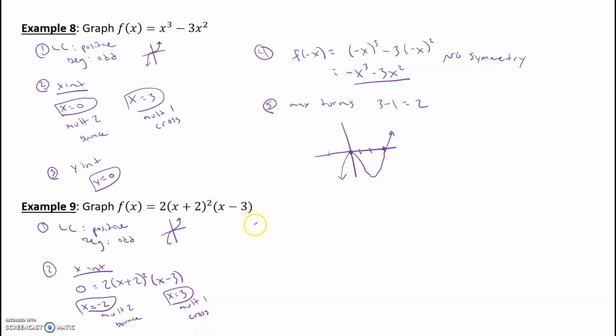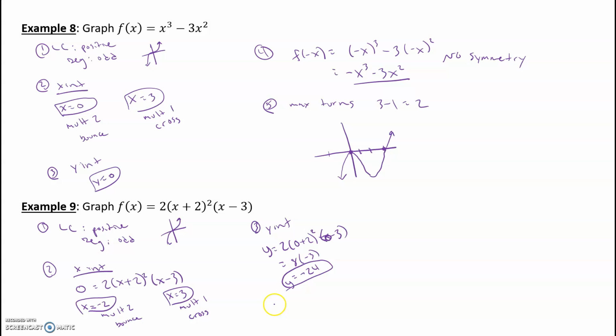All right, let's move on to y-intercept. So our x is 0, so y equals 0 plus 2 squared times 0 minus 3. What do we got? 2 squared is 4 times 2 is 8 times negative 3, negative 24. Right, y equals negative 24. There's my y-intercept.